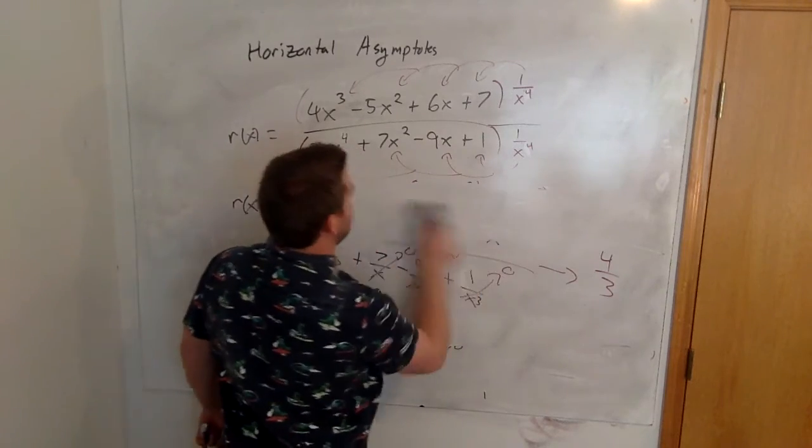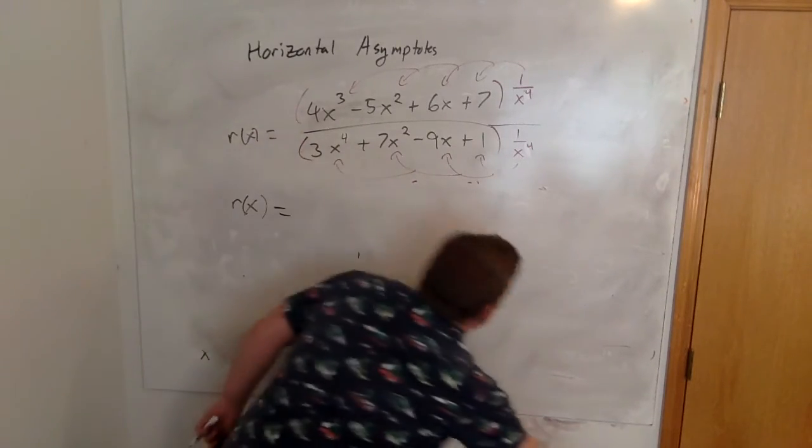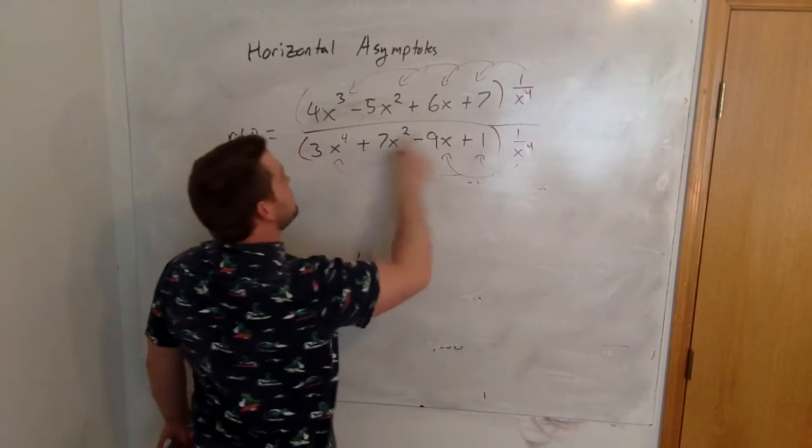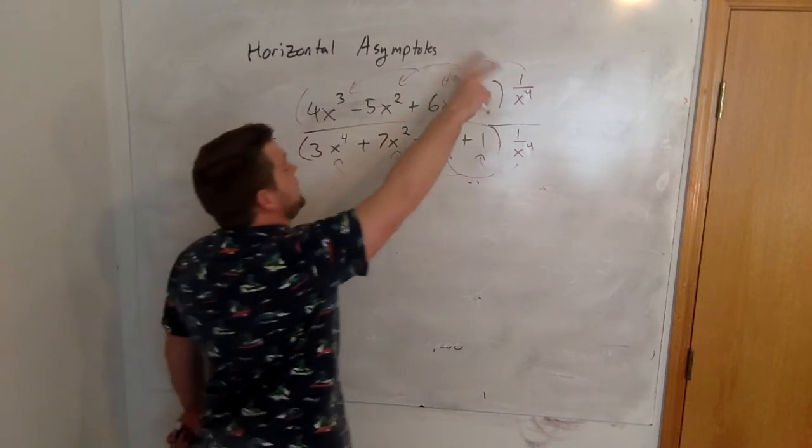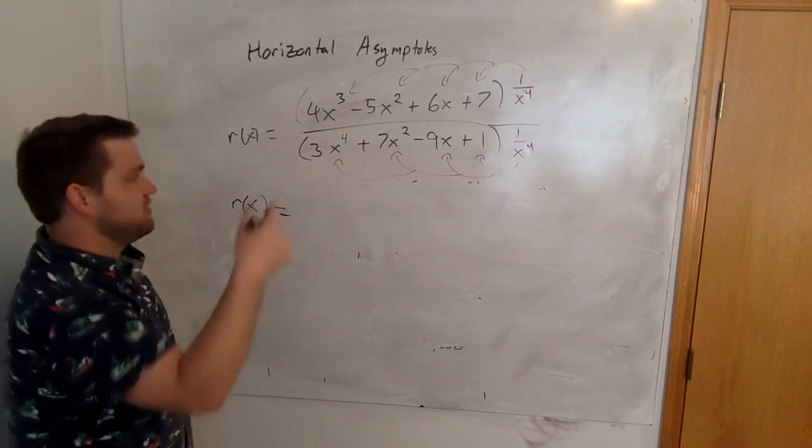So the trick of what I'm multiplying by is basically I'm looking at all of the terms and I'm looking for what the largest power is. It's an x to the fourth. And I'm multiplying top and bottom by 1 over x to that power.